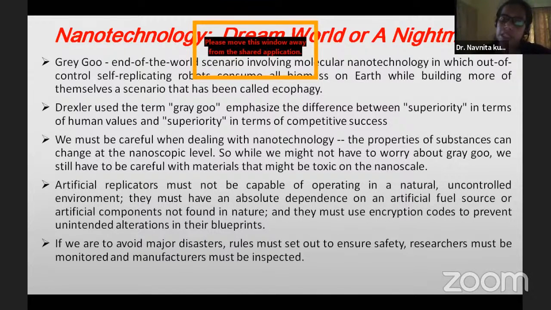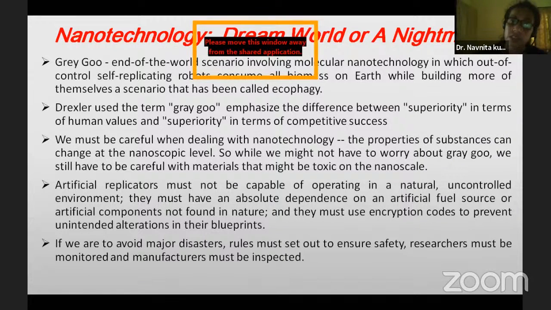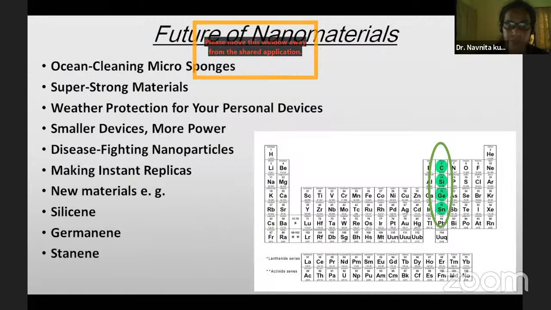The artificial replicator must not be capable of operating in a natural, uncontrolled environment. They must have an absolute dependence on an artificial fuel source or artificial components not found in nature, and they must use encryption codes to prevent unintended alterations in their blueprints. Who knows, coronavirus may also be a type of these things? If we are to avoid major disaster, rules must be set out to ensure safety. Researchers must be monitored and manufacturers must be inspected during the preparation of nanomaterials or nanotechnology.